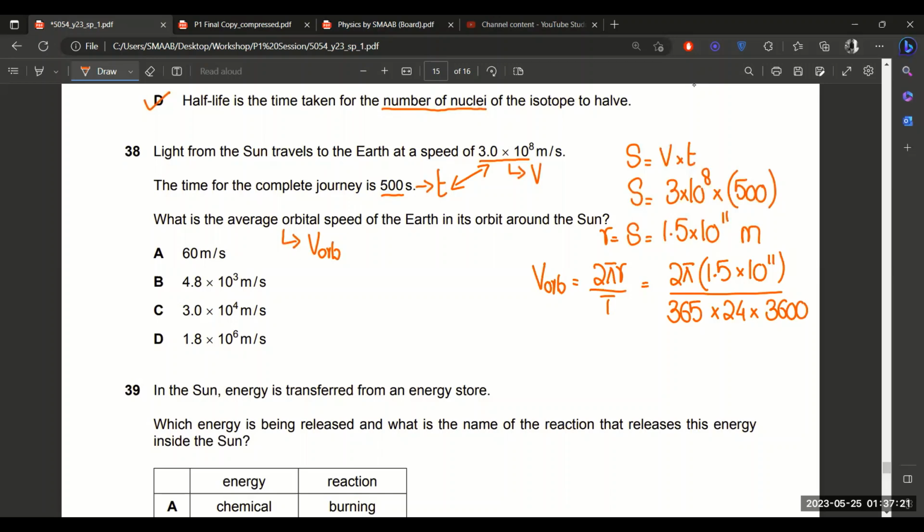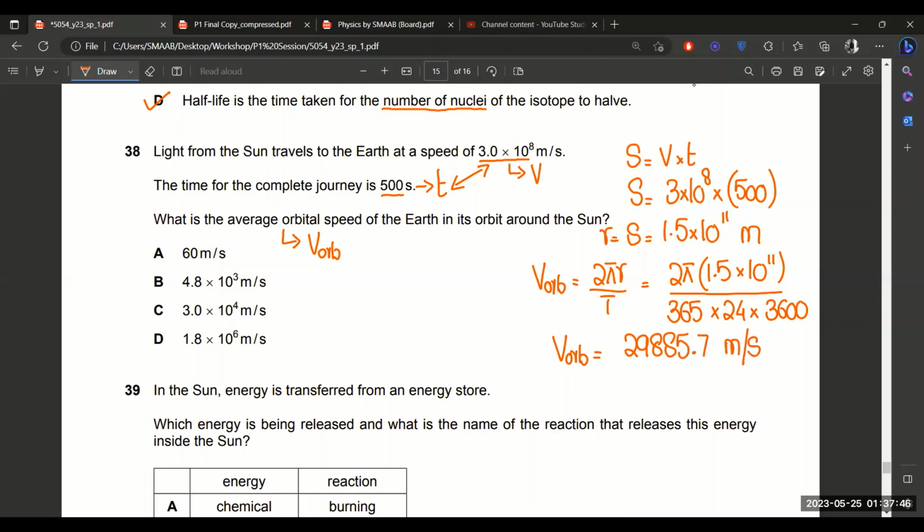Right? Because in 365 days, in one day we are having 24 hours, and in 24 hours we are having 3600 seconds. So calculating all these values, you will get the answer, 29885.7 meter per second. And we need to convert into scientific notation.